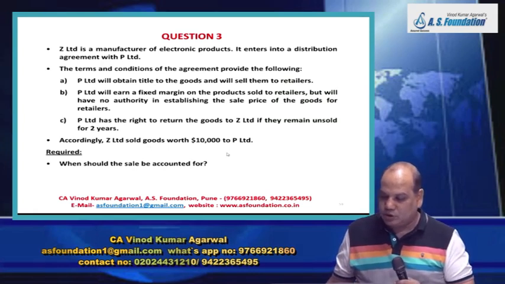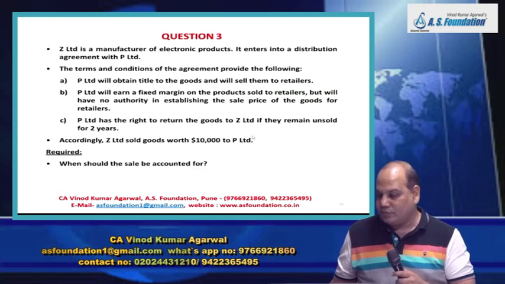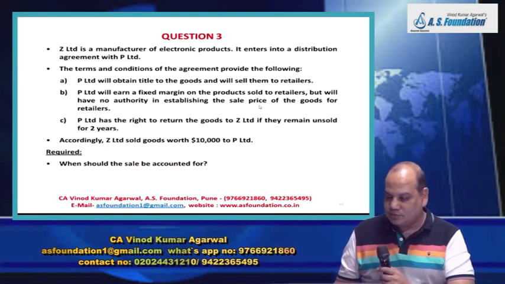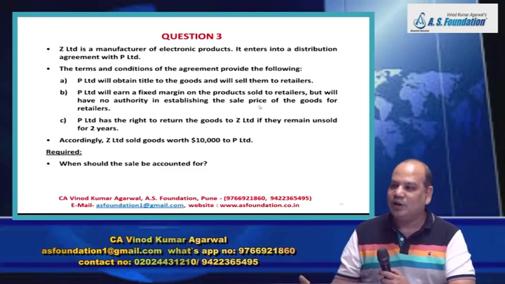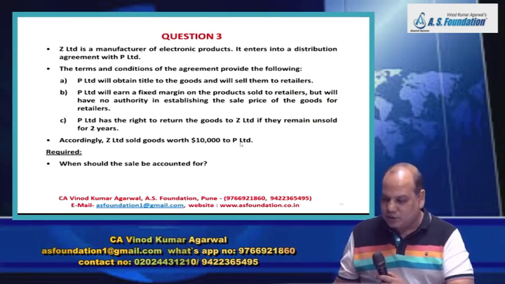Immediately when the goods are sold to P Limited, or after you receive an intimation from P Limited that the goods have been sold, okay, or after 2 years, if the other party, that is P Limited, does not inform you, then only the revenue will be recognized. Either P Limited sells, 2 years have expired, but he does not intimate. Till that time, you cannot recognize the revenue. What is the status of P Limited in this example? Is it more like an agent or principal?